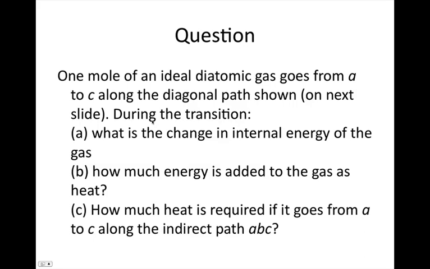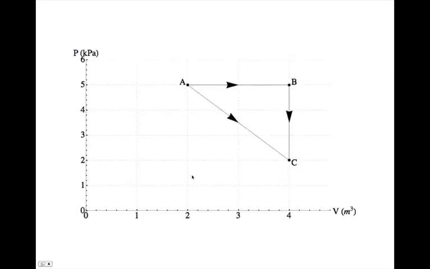Now we're on to some questions to practice using these formulas. So 1 mole of an ideal diatomic gas goes from A to C along the diagonal path shown on the next slide. During the transition, what is the change in the internal energy of the gas? And how much energy is added to the gas as heat? And then part C says how much heat is required if it goes from A to C along the indirect path A, B, C. So here's our diagram.